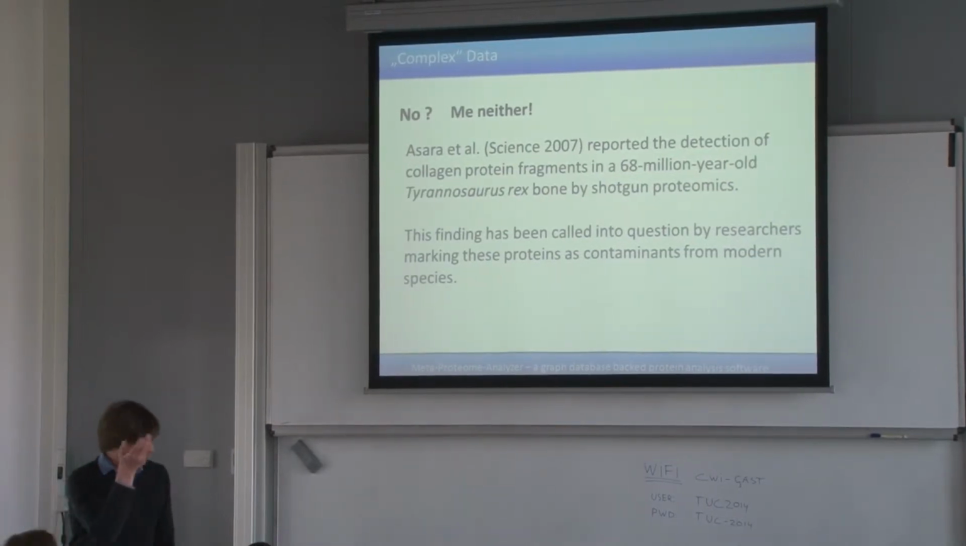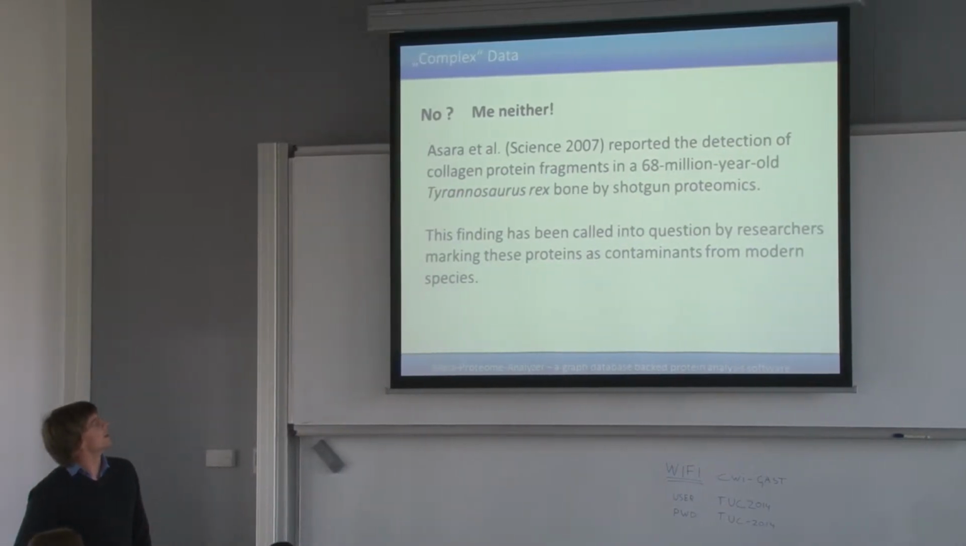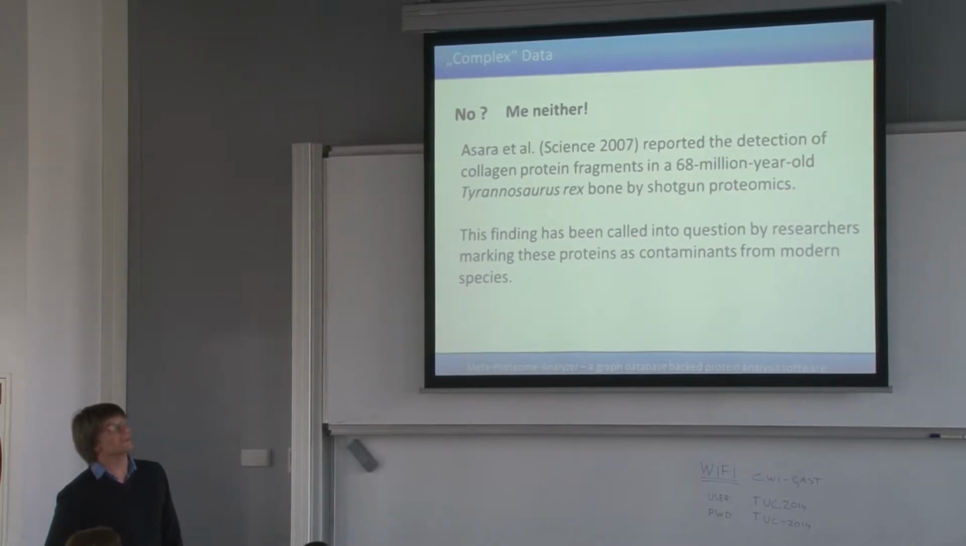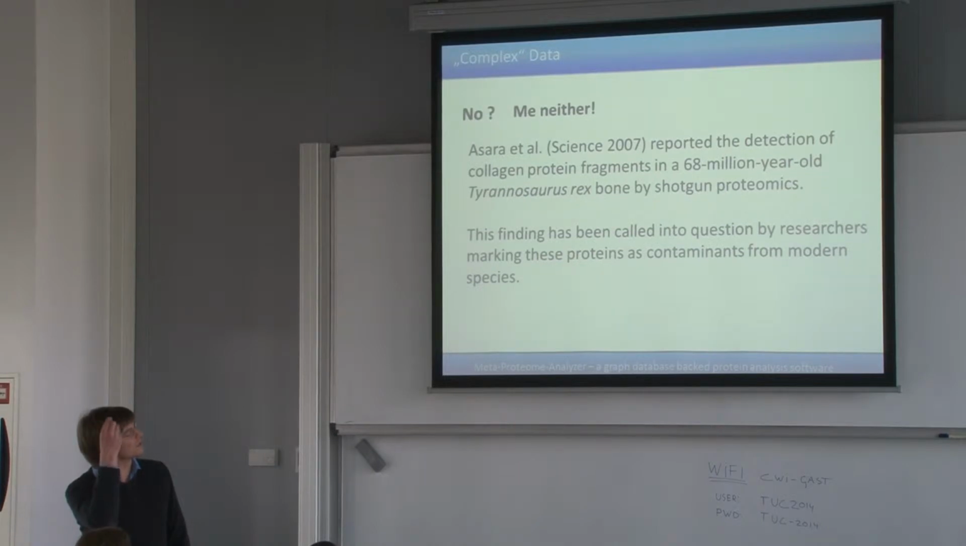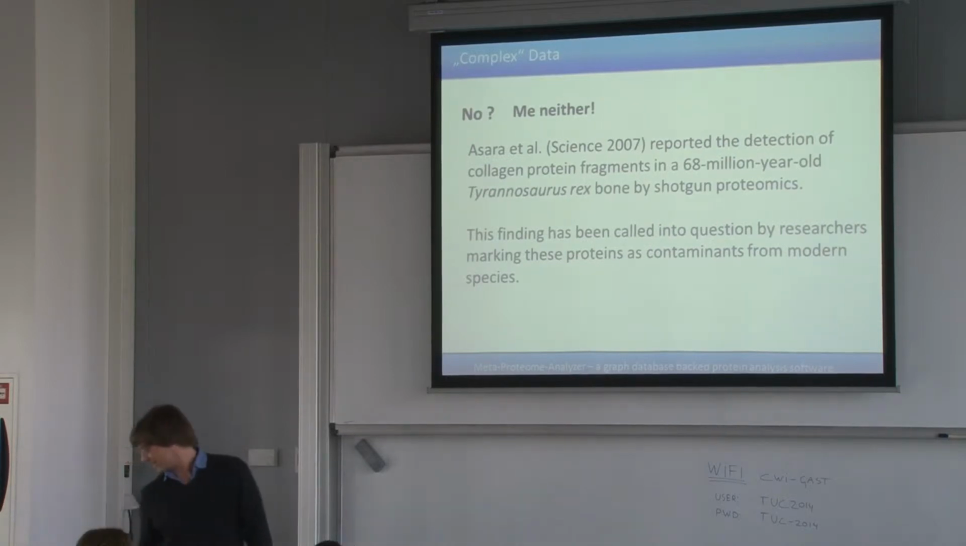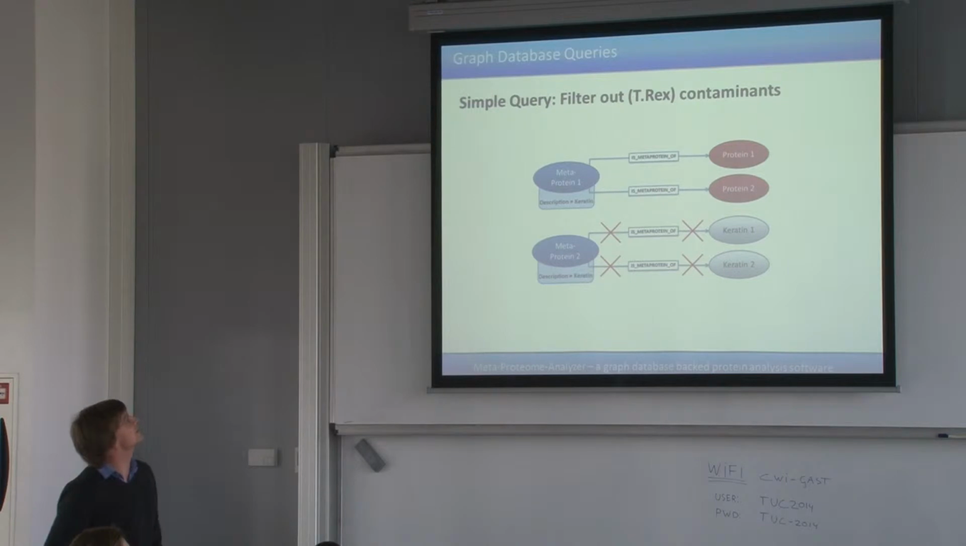And it turned out, and actually many researchers then took this into question and found out, that it's just a contaminant from modern species, because you have collagen and keratin, and it's a contaminant. For example, if you look in the lab and you put some hair inside your sample, then you have keratin. And it was obviously not the Tyrannosaurus rex, but it was published in Science. And these guys are still publishing the same stuff over and over again. What they could have done is they could have filtered out these T-Rex contaminants.